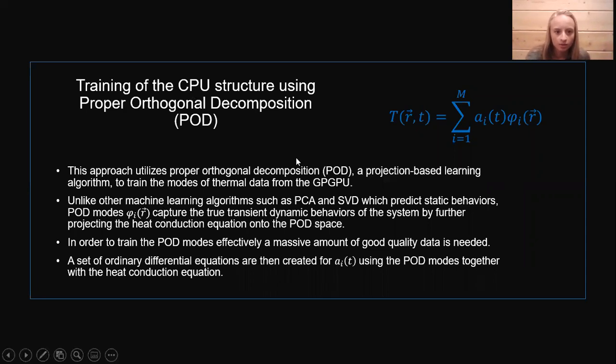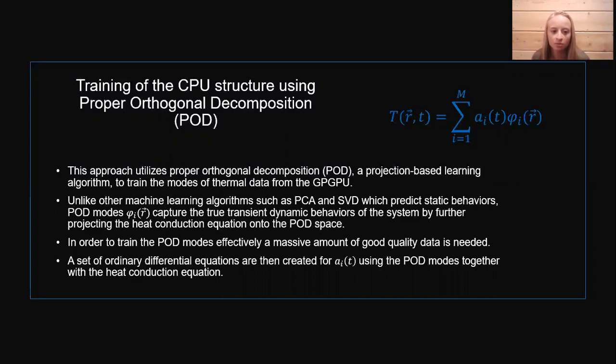Training of the GPU structures. This approach utilizes proper orthogonal decomposition, a projection-based learning algorithm, to train the modes of the thermal data from this GPU. Unlike other machine learning algorithms such as PCA and SVD, which predict static behaviors, POD modes capture the true transient dynamic behaviors of the system by further projecting the heat conduction equation onto the POD space.